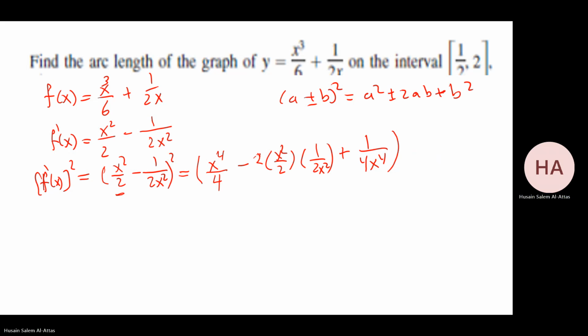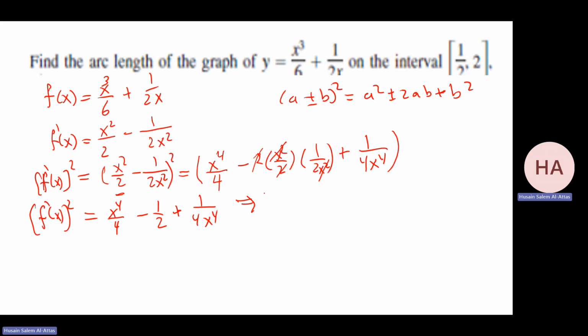Okay. What is the one in the middle? This is cancelled. So I have x to the power 4 over 4 minus half plus 1 over 4 x to the power 4. And here is the catch. F prime squared is this. So 1 plus f prime squared, I will do what? I add 1 to the minus half only. So that will be the same, but with the plus sign, half, the same thing.